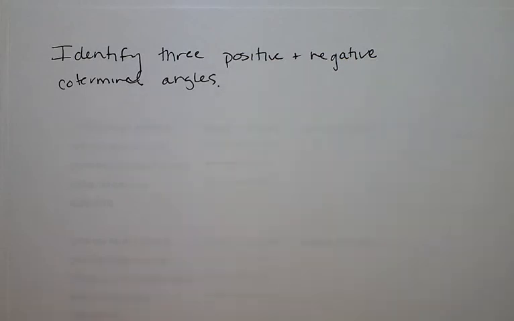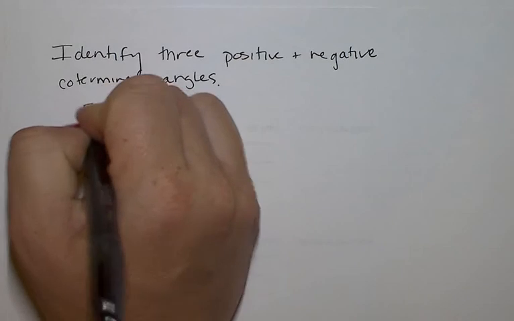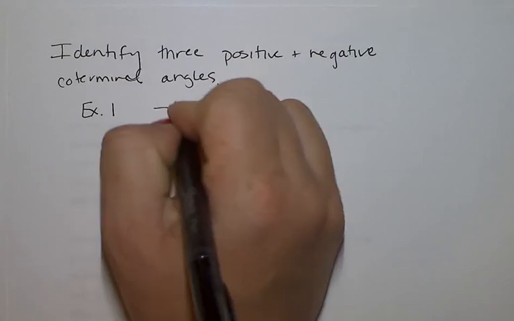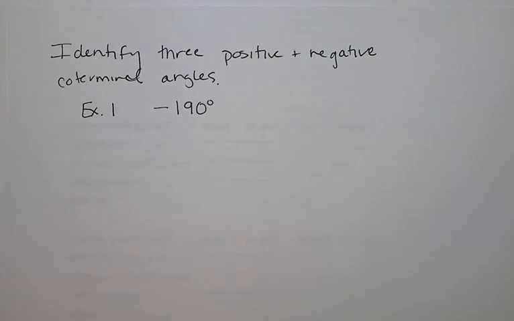Okay, here's the first one. So example number 1, because we're going to do 4 examples. I believe 4, maybe it's a few more than 4. So here's the first one, example number 1: negative 190 degrees.